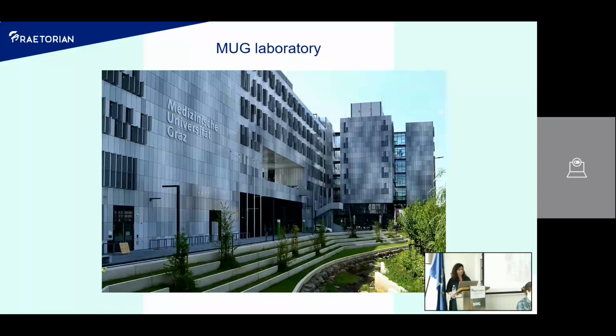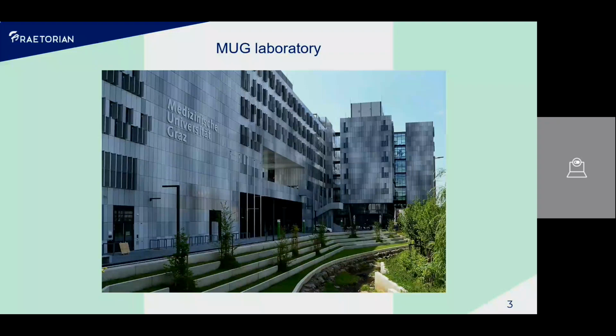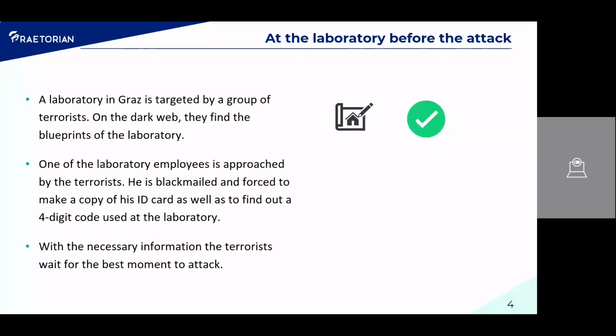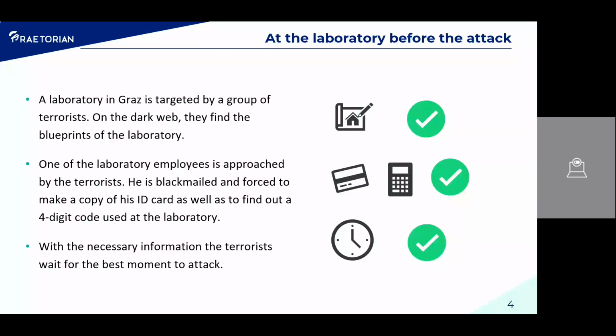The laboratory in Graz is a biosafety level 3 laboratory, which means that some of the samples that are stored there are quite dangerous. So it's not just a regular laboratory, it's a biosafety level 3 laboratory, which has special procedures of how you can enter inside, how you have to behave inside the laboratory. As I said, Carmen here works there at the University of Graz. Just to go quickly on what happened before the attack: the terrorists did their homework, they prepared, they have the blueprints, they have the ID card and the code, and now they wait for the best moment to attack.